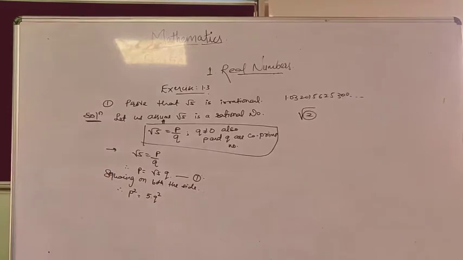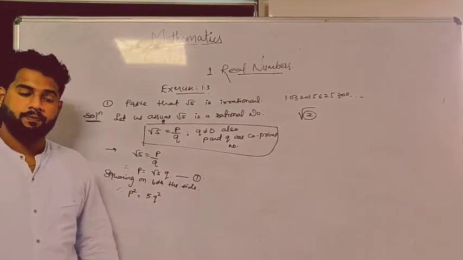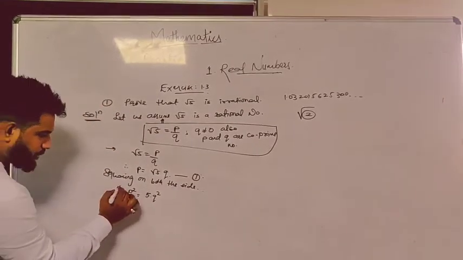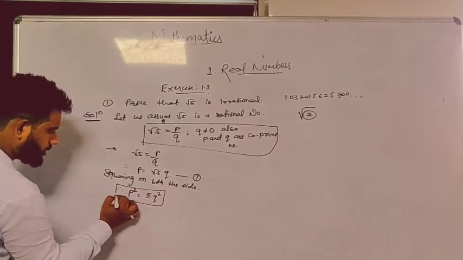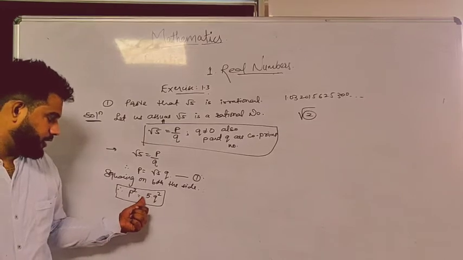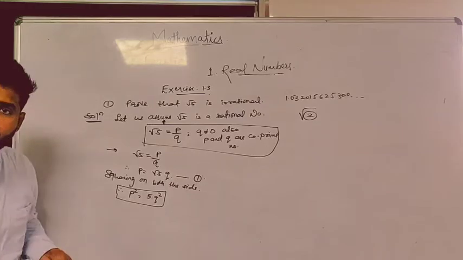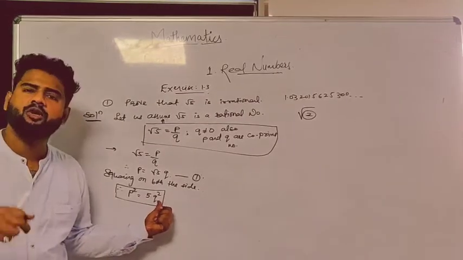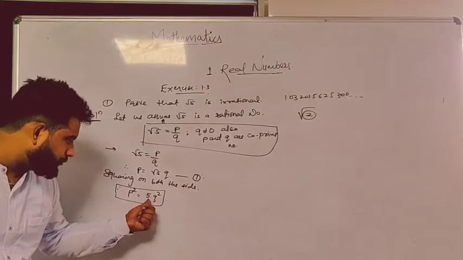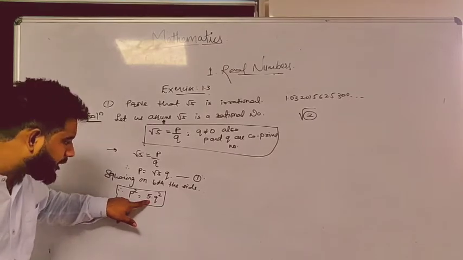5q square. Okay. p square is equal to 5q square. Now my next question is, if you look at this answer carefully, p square is equal to 5q square. So can I say that p square is a multiple of 5? If you assume q square has any value, it is q square into 5. So can I say that p square is a multiple of 5?